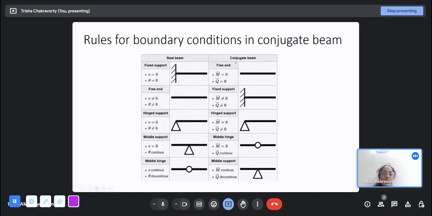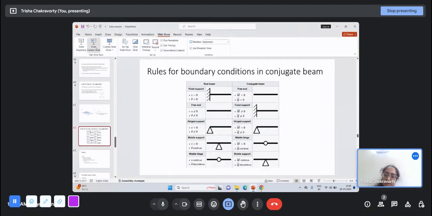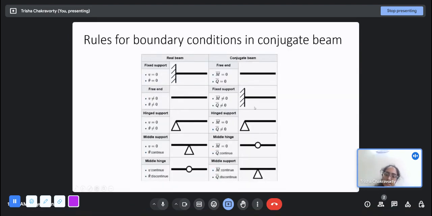And the rules of boundary conditions in the conjugate beam are: suppose in a real beam you have a fixed support, in the conjugate beam it will become a free end. If in the real beam you have a free end, in the conjugate beam it becomes a fixed support. This is basically the principle of duality. From a real beam you get a conjugate beam, and from the conjugate beam you get a real beam. The boundary conditions will be dual. They will be in pairs.